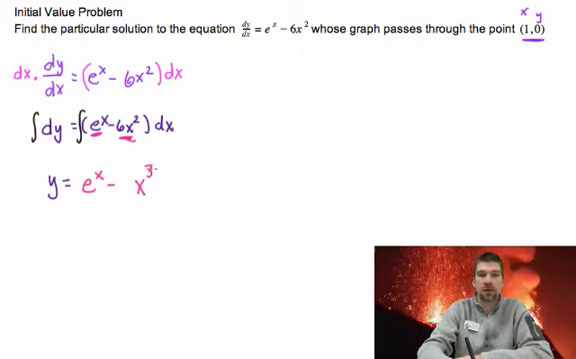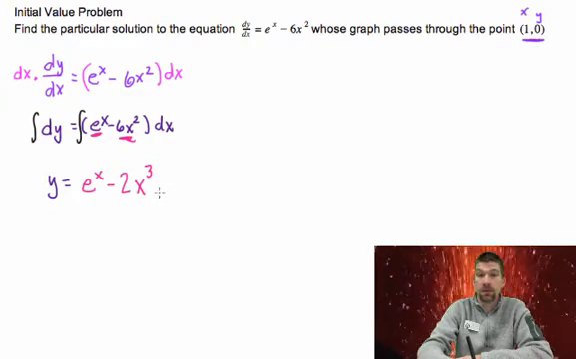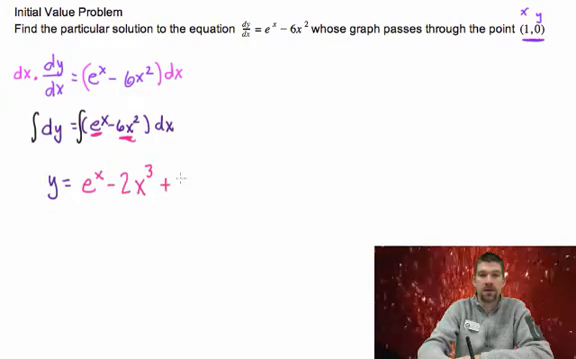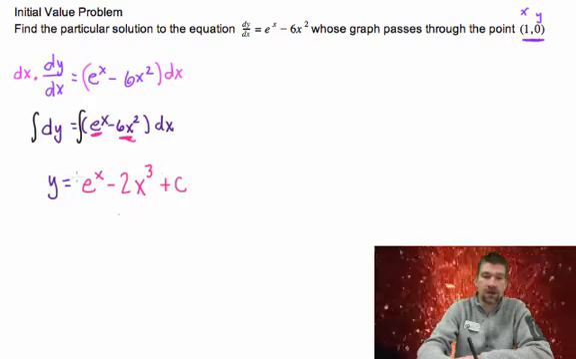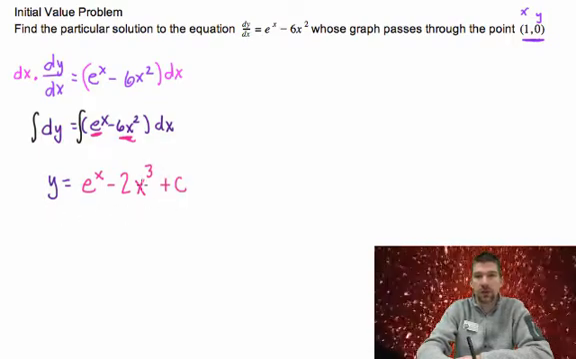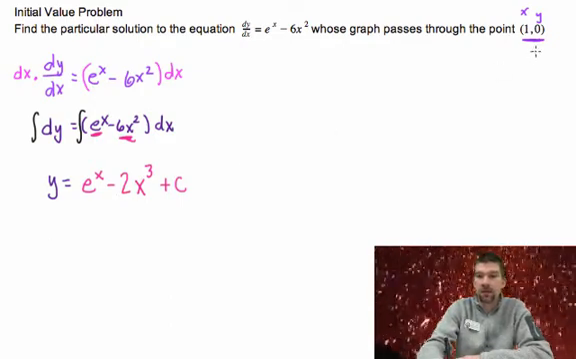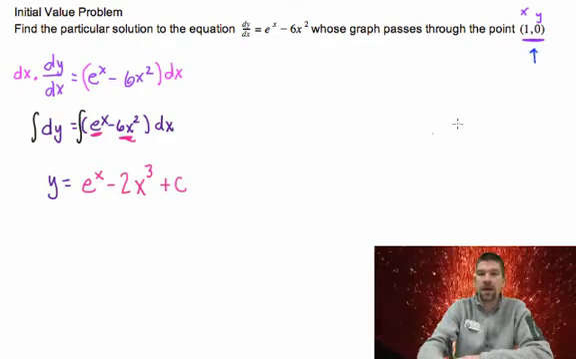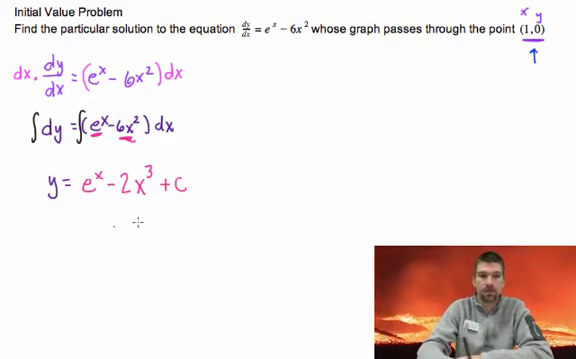Now, ask yourself a question. 3 times what number is 6? And that would be 2. And then don't forget that we have to have a constant at the end. So this is our antiderivative. This is solving the differential equation for any possible solution. But they gave us, right here, a starting point, an initial condition.